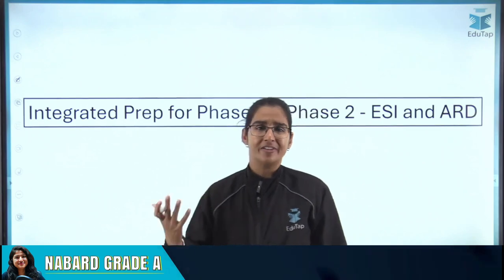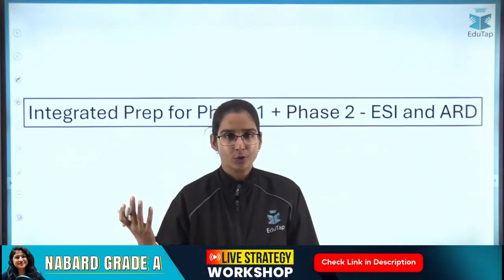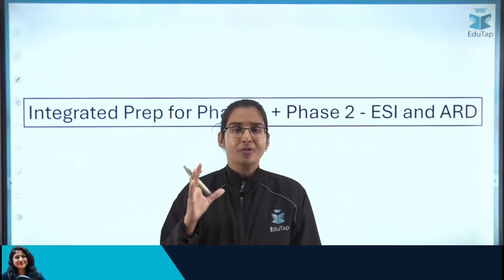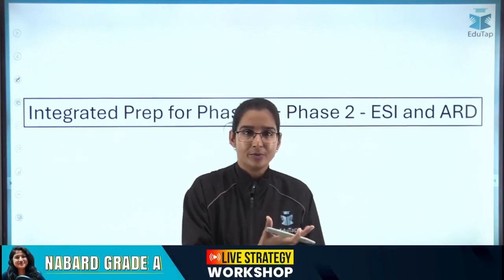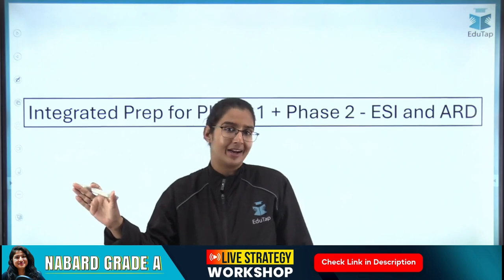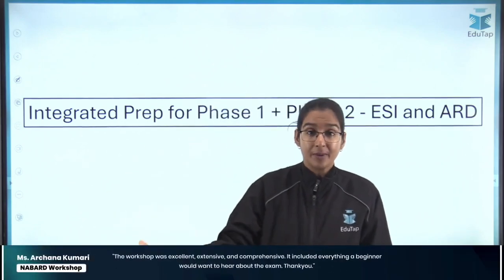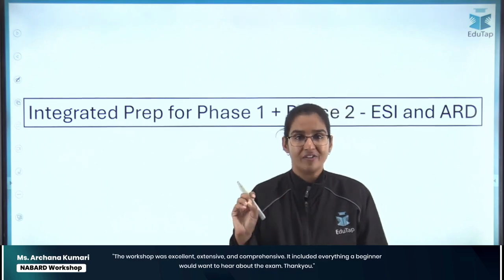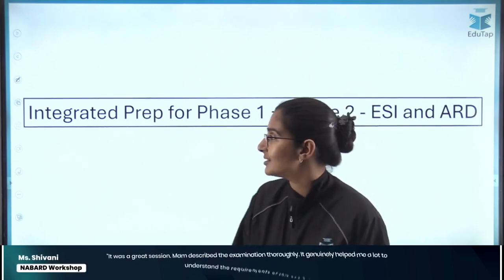What is the difference? In phase 1, they are going to ask you objective ESI and ARD. In phase 2, out of the 100 marks, 50 marks are again objective ESI and ARD only, and only 50 marks worth of ESI and ARD are going to be descriptive in nature, right? So you have to do integrated preparation for both phase 1 and phase 2 as far as ESI and ARD are concerned.